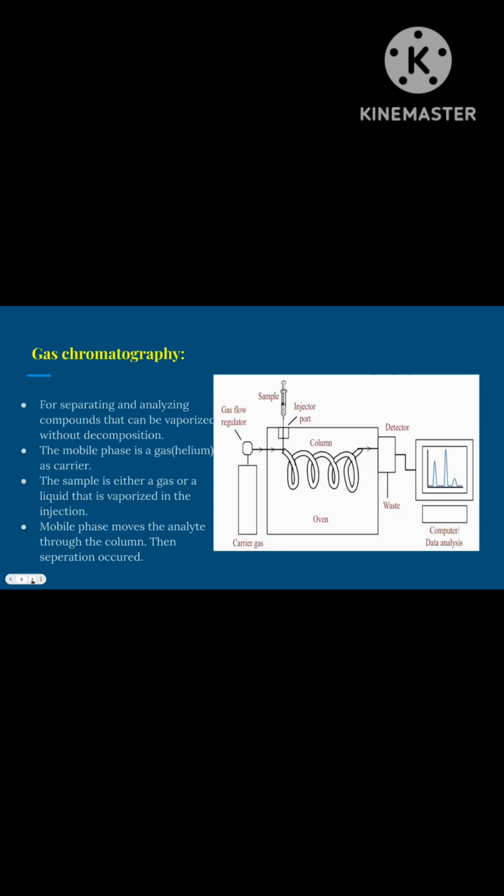Next one, gas chromatography. This is very important for separating and analyzing compounds that can be vaporized without decomposition. The mobile phase is a gas, the carrier gas. The sample is either a gas or a liquid that is vaporized in the injector. The mobile phase moves the analyte through the column, and then separation occurs.